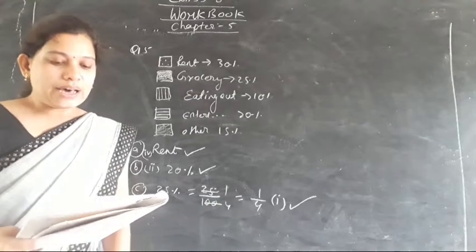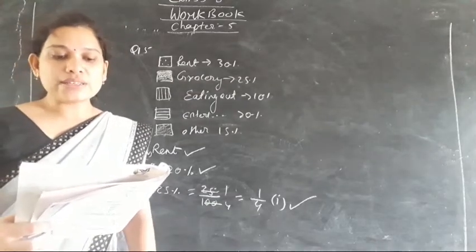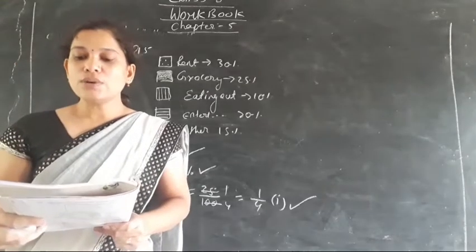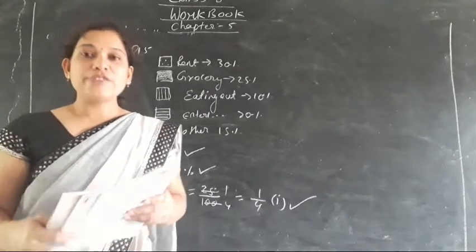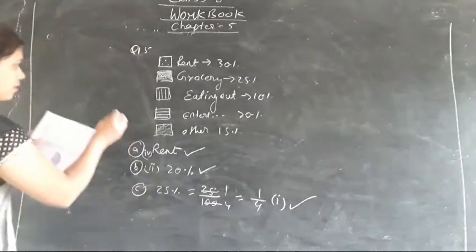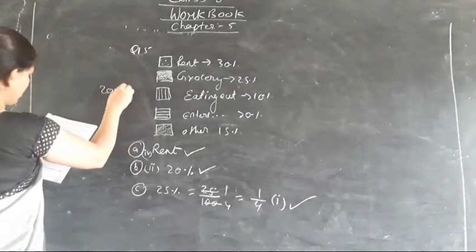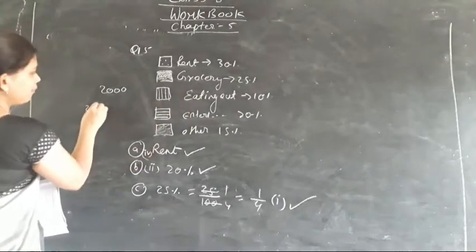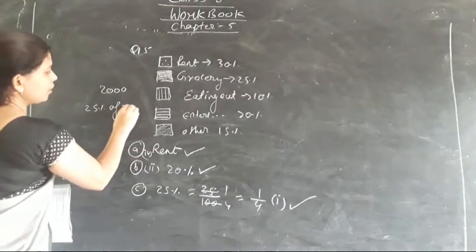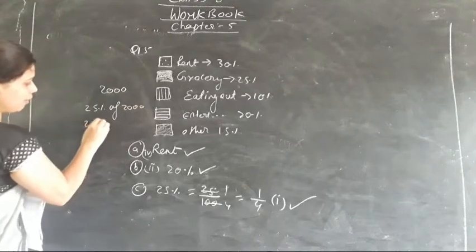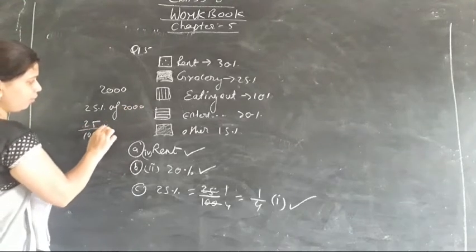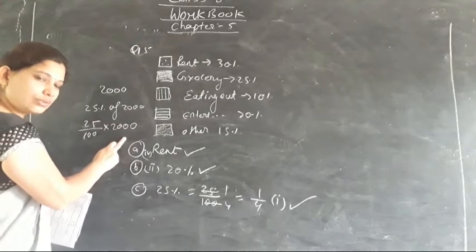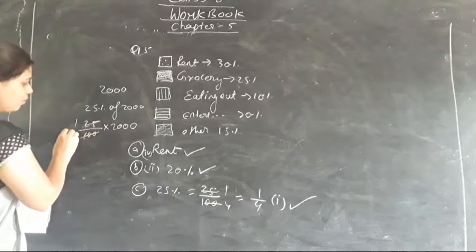Here in the D part, if Mr. Davis earns rupees 2000 per month, how much does he spend on grocery? If Mr. Davis's total income is 2000, and how much does he spend on grocery? Groceries is 25% of 2000. We are going to take it out. So 25 upon 100 into 2000, because we will take the percent of this. If his total income is 2000, then here this cancels and becomes 1/4.